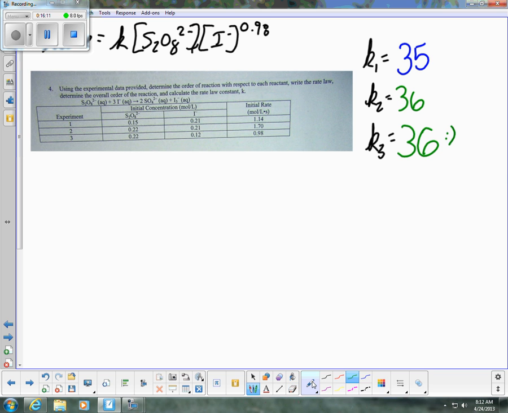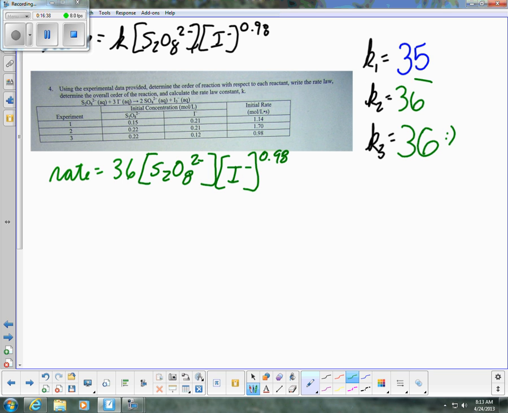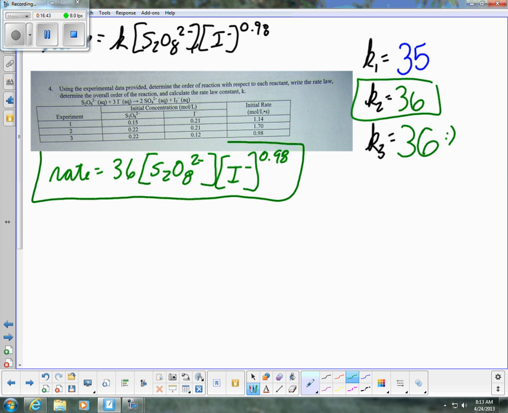So I'm going to rewrite this, and I'm going to say rate is equal to 36. Now, when you get to AP, if you're going on to AP, we would have to figure out the units on K. Not a big deal, but that's all. Then we're going to go bracket S2O8 2 minus, bracket I minus. So this is one answer, and this is our last answer that we need for this problem.